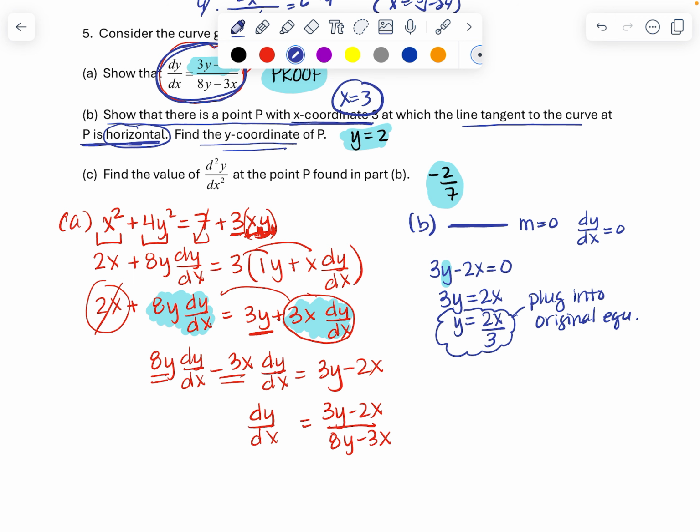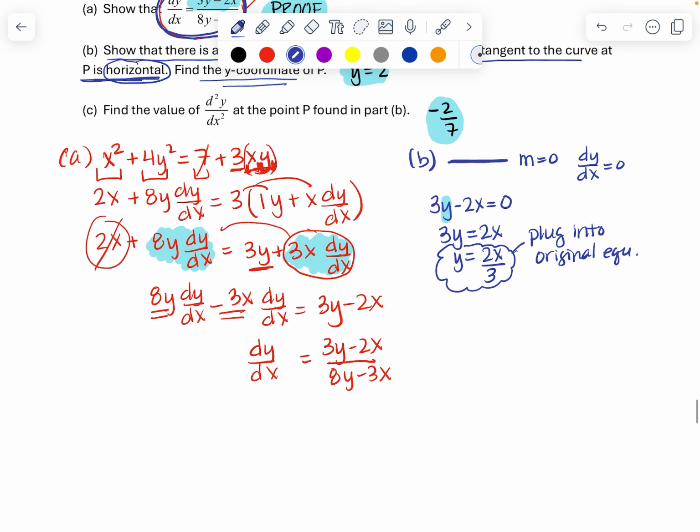Okay, so what was the original equation? The original equation was x squared plus 4y squared equals 7 plus 3xy. Okay, and now look, y equals 2x over 3. That means I'm replacing this y with 2x over 3, and I'm replacing this y with 2x over 3. Okay, it's going to be rather ugly, but you're just going to have to go with it.